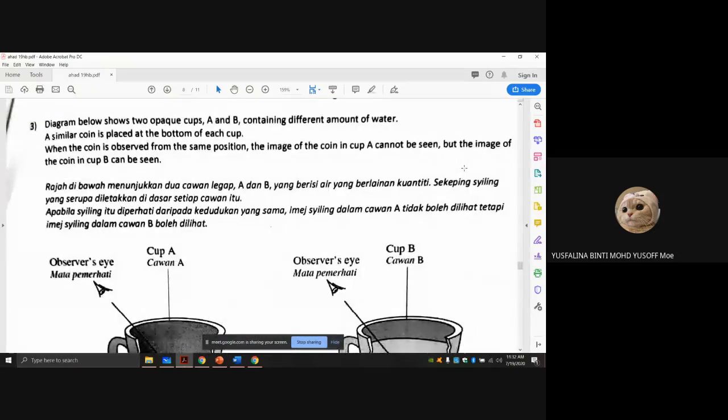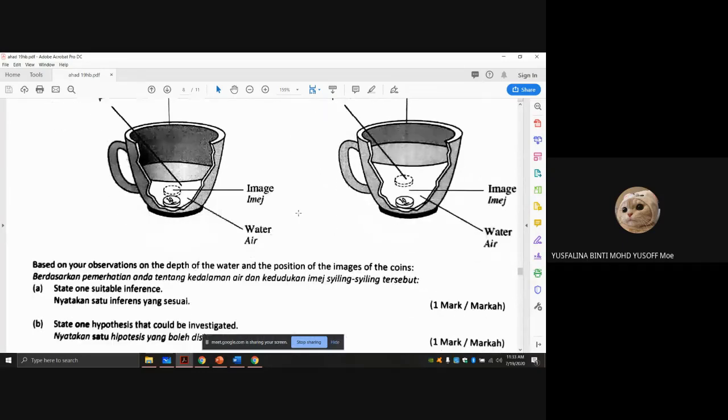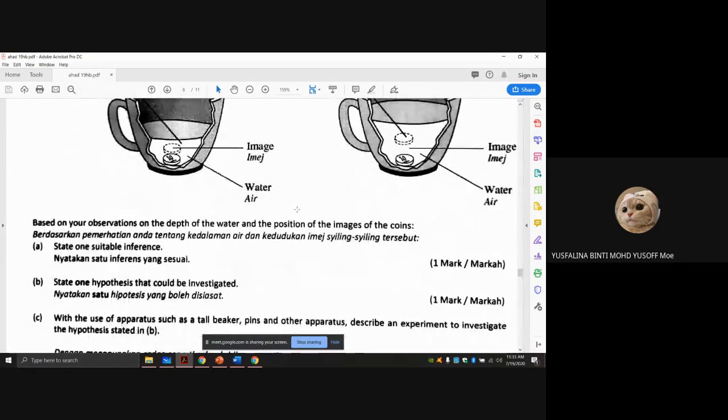It says here the diagram below shows two packed cups, A and B, containing different amounts of water. A similar coin is placed at the bottom of each cup. When the coin is observed from the same position, the image of the coin in cup A cannot be seen, but the image of the coin in cup B can be seen. So actually this one is real depth and apparent depth. You already know that these are the two variables involved here.